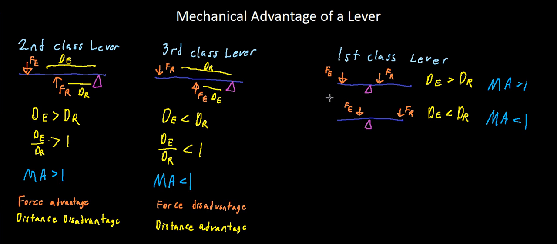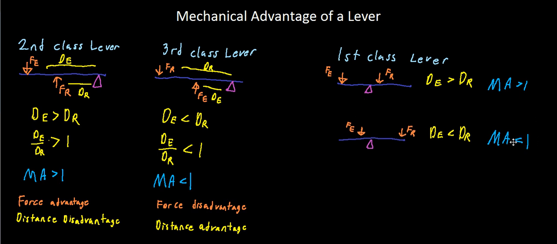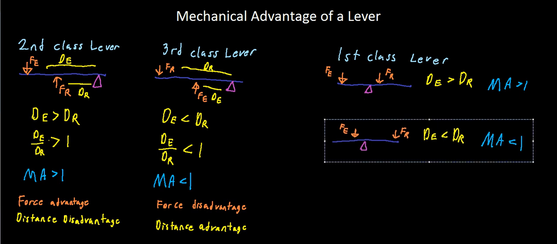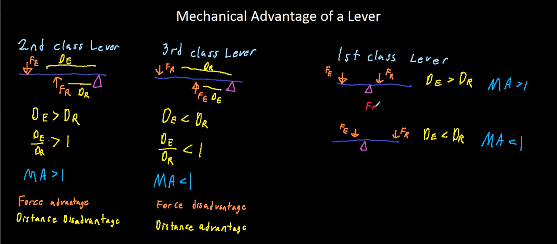And actually, let me go ahead and bring this down a little bit so I have some room to write in between each one. But this means I have a force advantage sometimes in a first-class lever. And sometimes in a first-class lever, I get a distance advantage. And sometimes in a first-class lever, you will get greater than 1, and sometimes you'll get less than 1.